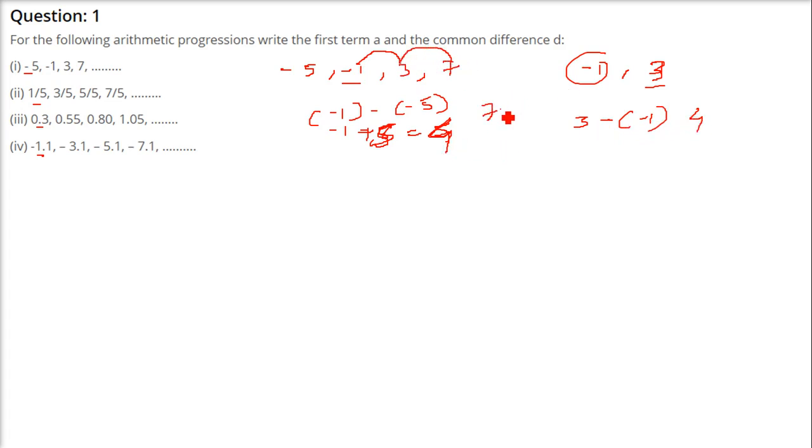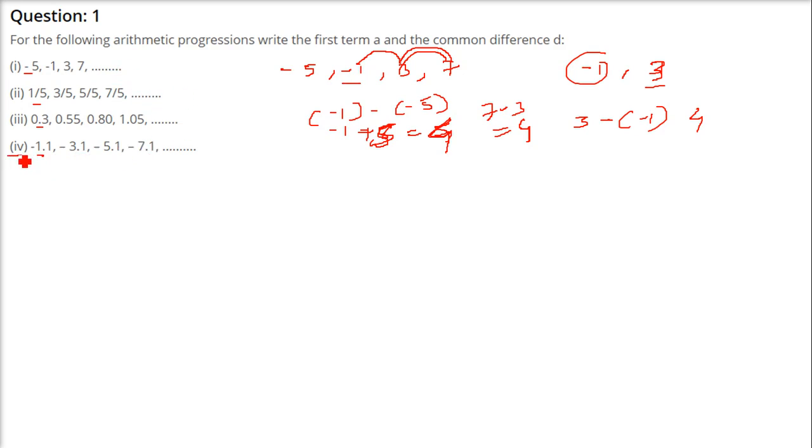Let us check it for 7 and 3. 7 minus 3 is what? It is 4. So everywhere you have to find like this. So this is the common difference. It has to come for every consecutive value. The difference has to come same. Then only this list or this sequence will be, or this progression will be, in arithmetic progression.